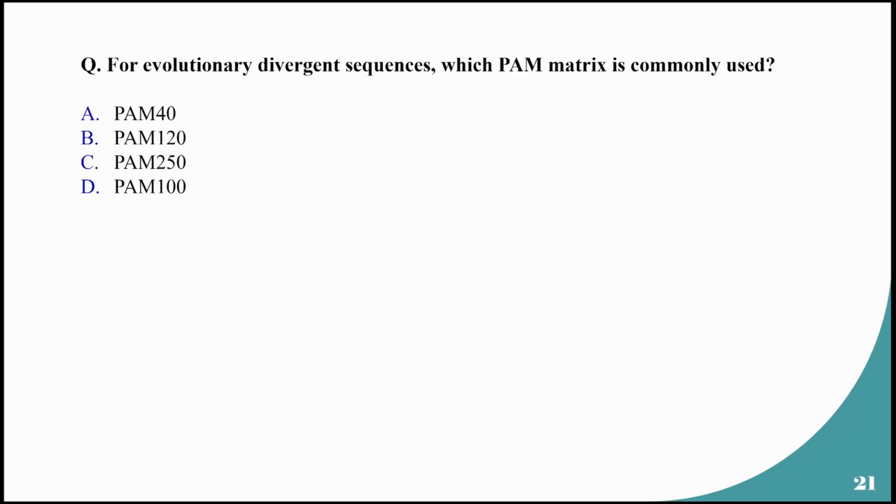So anybody can give an answer to this question. For evolutionary divergent sequences, what do we need to use in the case of PAM matrix? Among all of these. Yeah, I see 250, or the C answer here. So for evolutionary divergent sequences, you need to use a higher order of PAM matrix. In this case, PAM 250 is the most commonly used matrix, right?